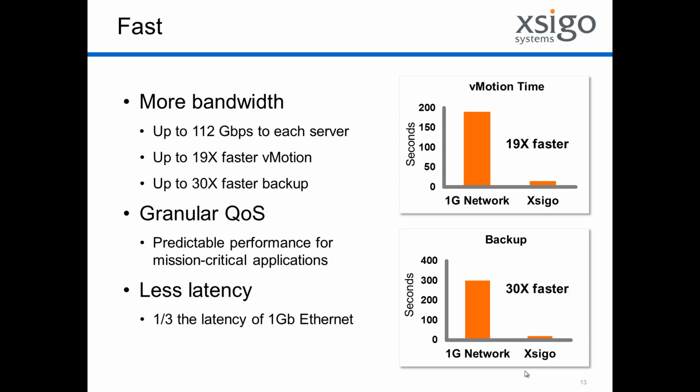Same thing applies to blades. I can get all the connections I need and all the bandwidth I need to any blade without having to worry about how many mezzanine cards can I accommodate and what kind of switch modules have I got in my chassis. None of that matters anymore. It's just wire in the Xsigo connection into that blade, and you've now got all the bandwidth you can use, and you've got all the connections you need.